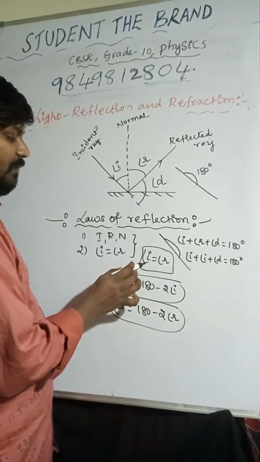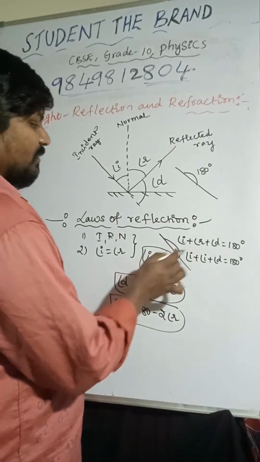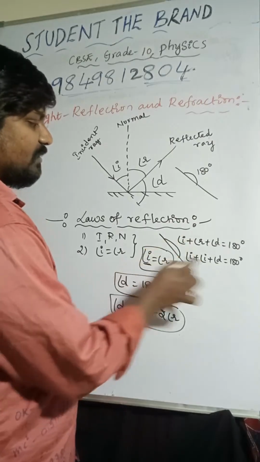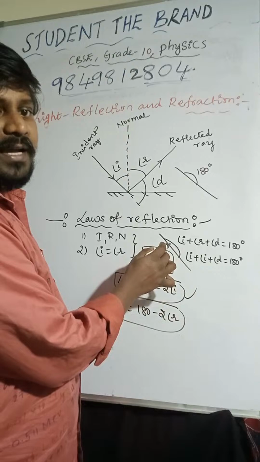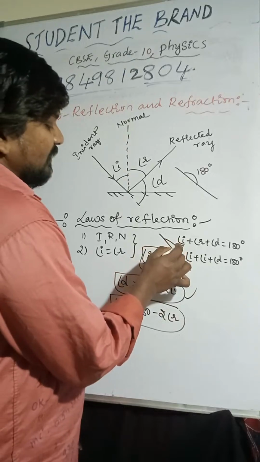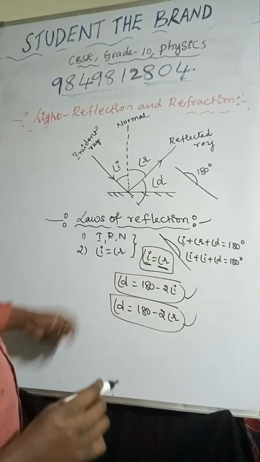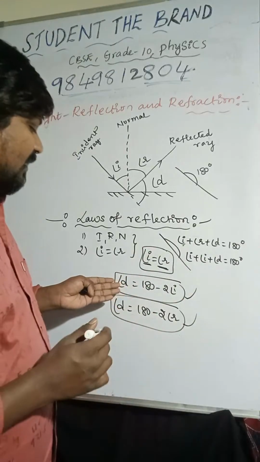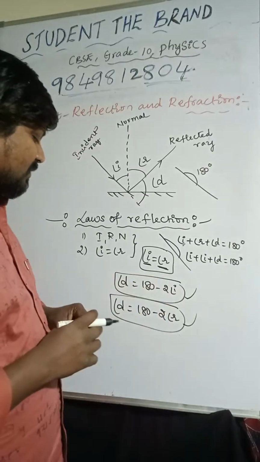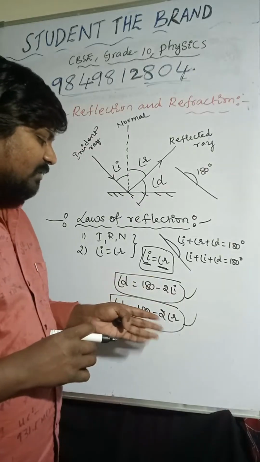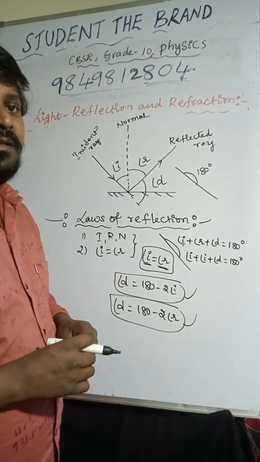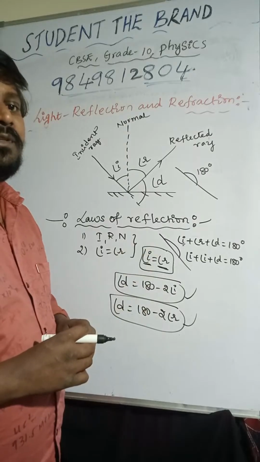In the place of angle of incidence, if you substitute angle of reflection, you will get this value. Okay, so that is the angle of deviation formula. Angle of deviation equal to 180 minus 2 angle of incidence. Angle of deviation equal to 180 minus 2 angle of reflection. So I hope it is very clear, right?